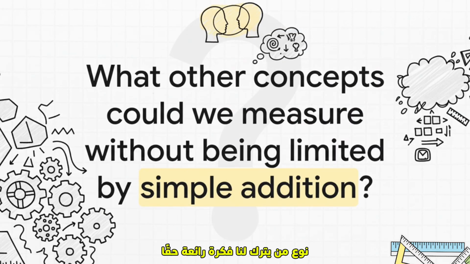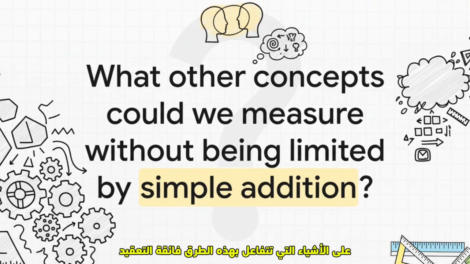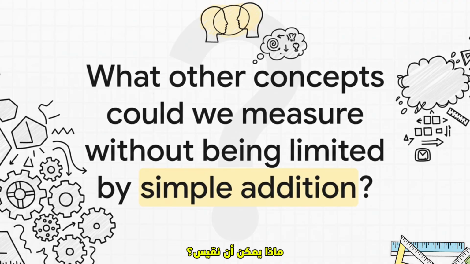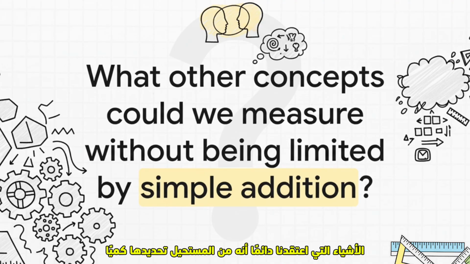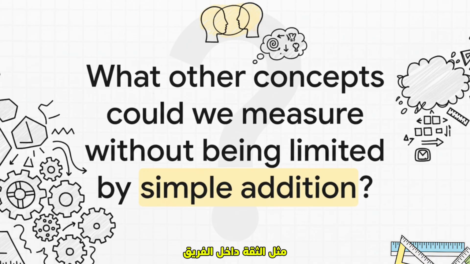And that kind of leaves us with a really fascinating thought. If we can now start to put numbers on things that interact in these super complex ways, what else could we measure? Things we've always thought were impossible to quantify, like the trust within a team or the creative output of a group, maybe even happiness. Perhaps they're not immeasurable after all. Maybe we just needed a better toolbox.